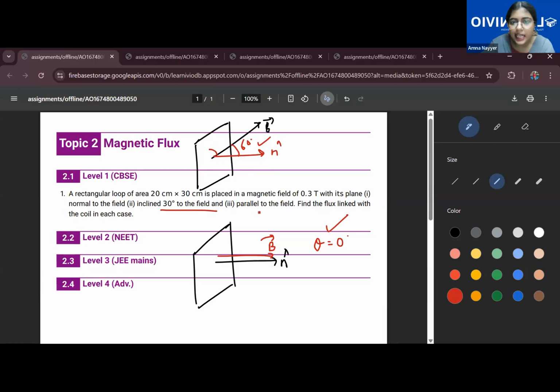Here 0 degree. Last says parallel to the field. Parallel to the field means this is the plane surface. Magnetic field is parallel, like if this is the surface, this is just parallel to the plane. Now when you drop the area vector, it will always be perpendicular because area vector is perpendicular to the field. So here straight away your theta will be 90 degree. That's the first assignment. It's a very easy question. You should be able to do it.